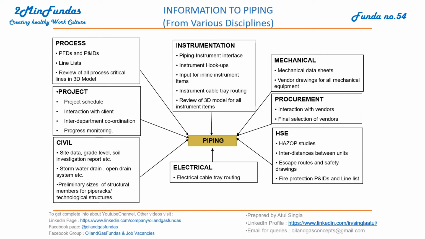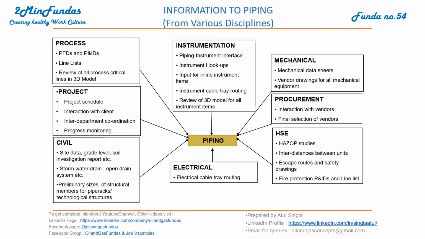Based on this information, the piping discipline decides the spacing requirement of all the structural items. Okay, from electrical, the piping discipline receives the electrical cable tray routing. Based on this, the space is allocated and layout is done. From the mechanical discipline, we require mechanical data sheets and vendor drawings of all mechanical equipment. Before starting the project, these two items are required from the mechanical discipline. Based on this only, space is allocated for all the equipment. All the equipment is modeled at the start of the project based on whatever information is available.